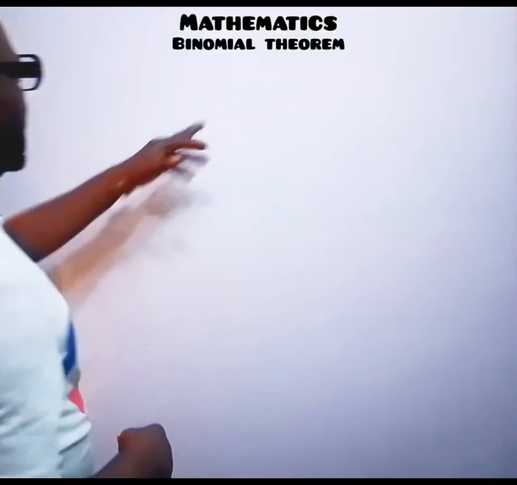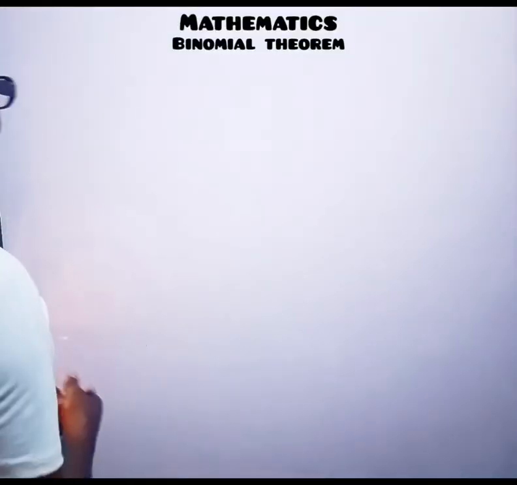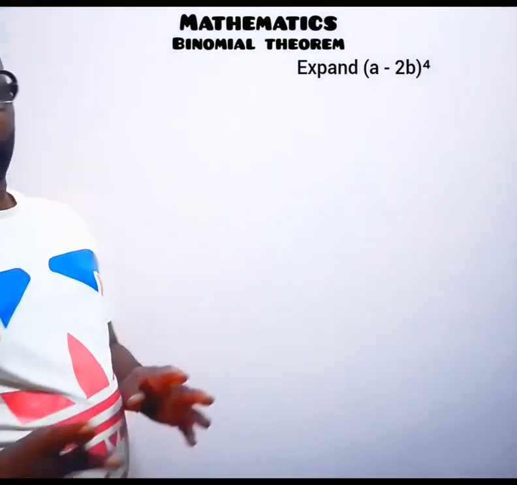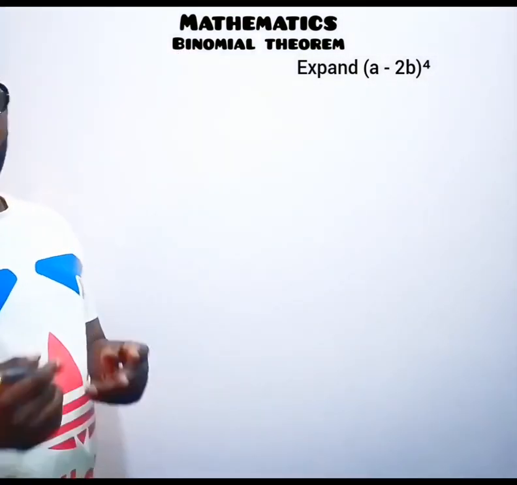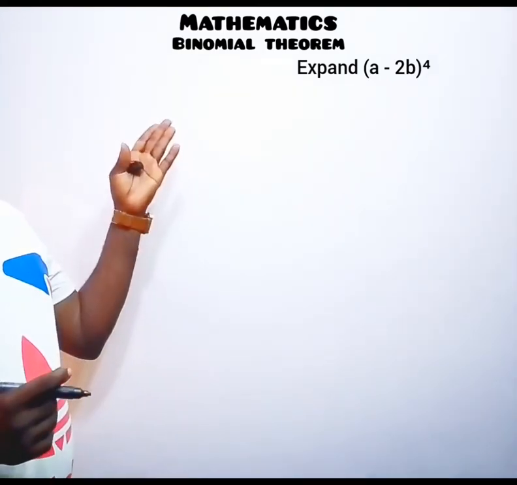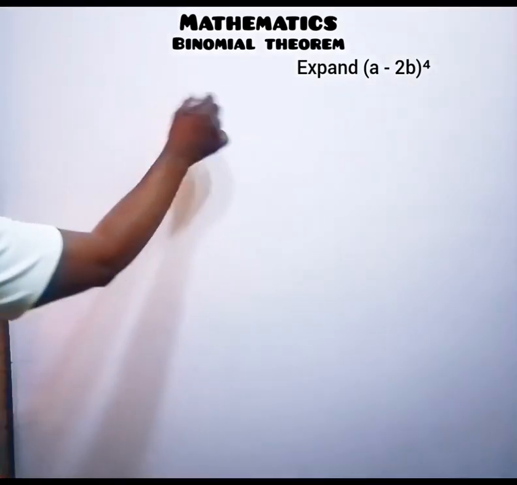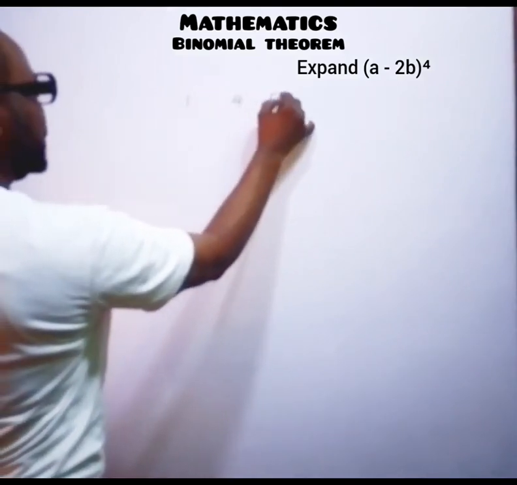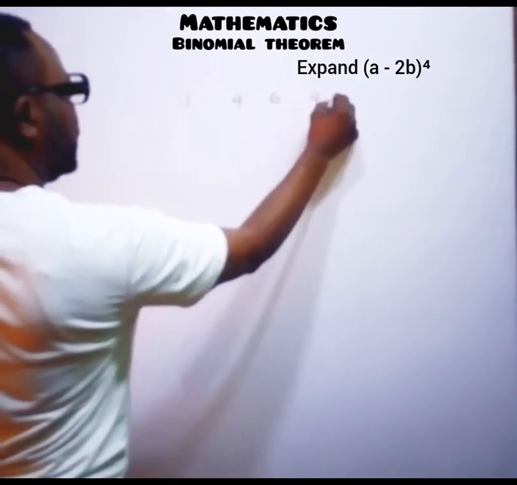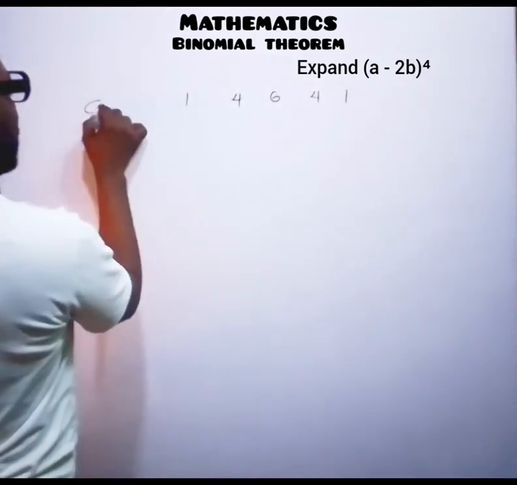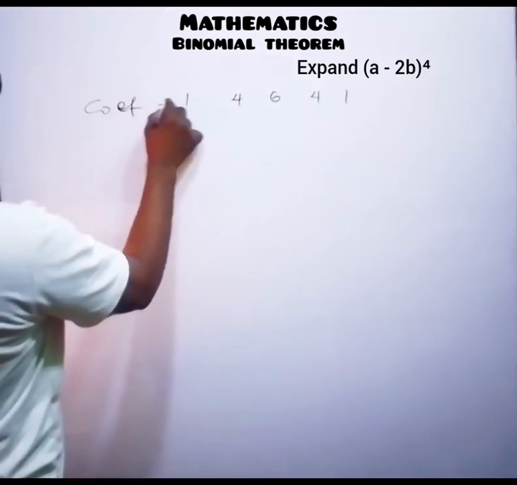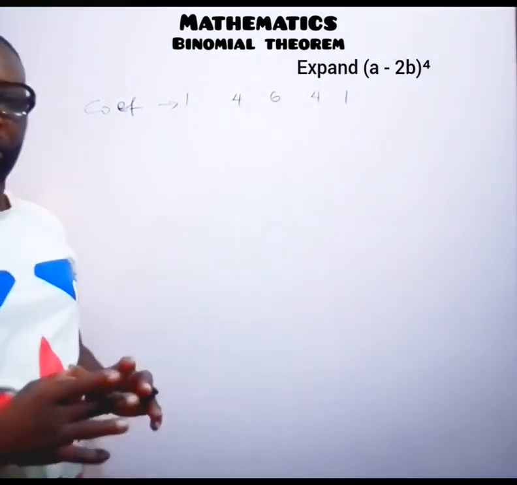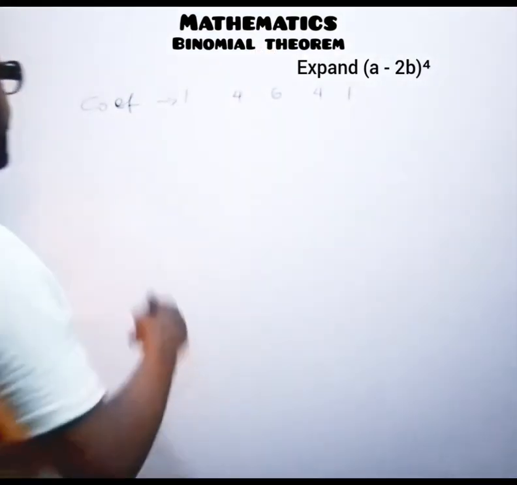Next question says a minus 2b raised to the power of 4. Now for this power of 4, we're going to have a coefficient to be in this order. That will be 1, 4, 6, 4, 1. This is the coefficient that this expression will have. Now, I'm not going to go into the simplification of the question properly.